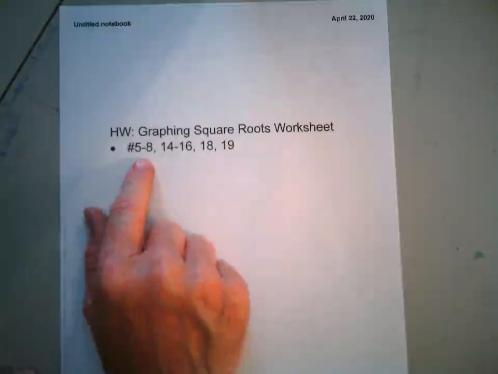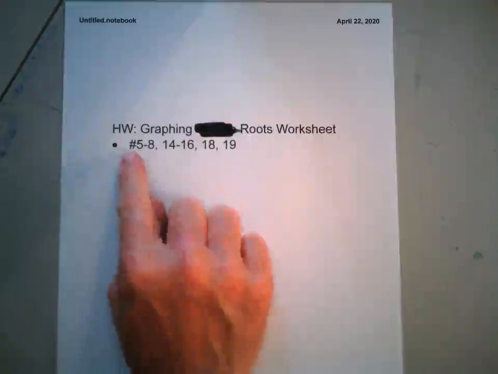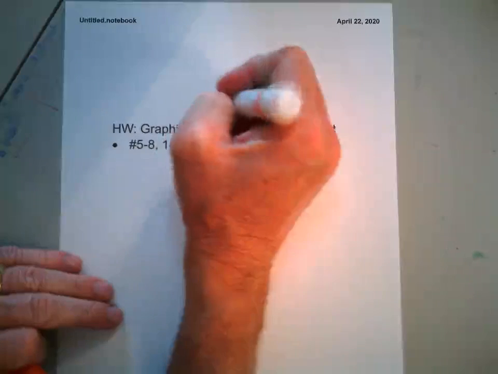So basically, for homework, it's the same graphing square roots worksheet, except it's really more like just roots, okay? So it's got cube roots and square roots on it. So 5 through 8, 14 through 16, 18, 19, those are all your cube roots. So it's the same worksheet you guys worked on Wednesday. You're just going to have to finish it up.